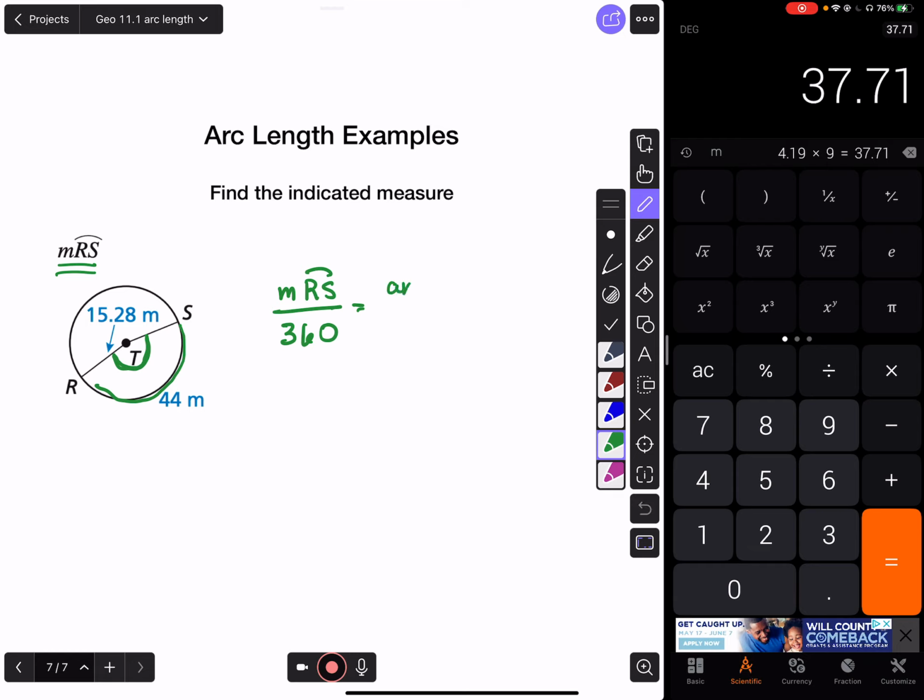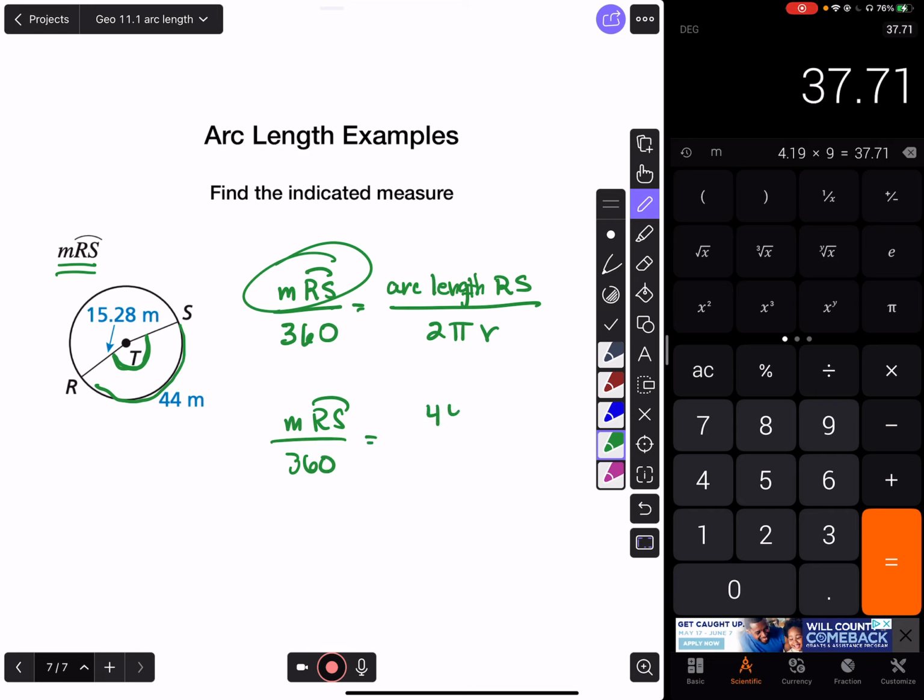So arc length of SR, or RS, divided by the whole circumference of the circle, and that's just 2 pi r. So we are looking for this guy right here. So measure RS over 360 equals 44 meters over 2 times pi times our radius. And the radius they gave us is 15.28.